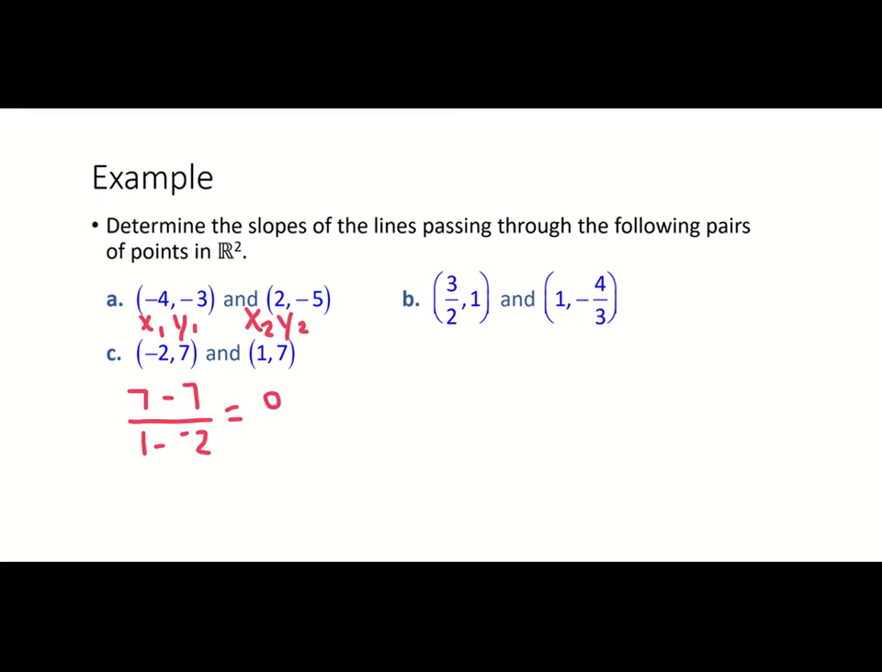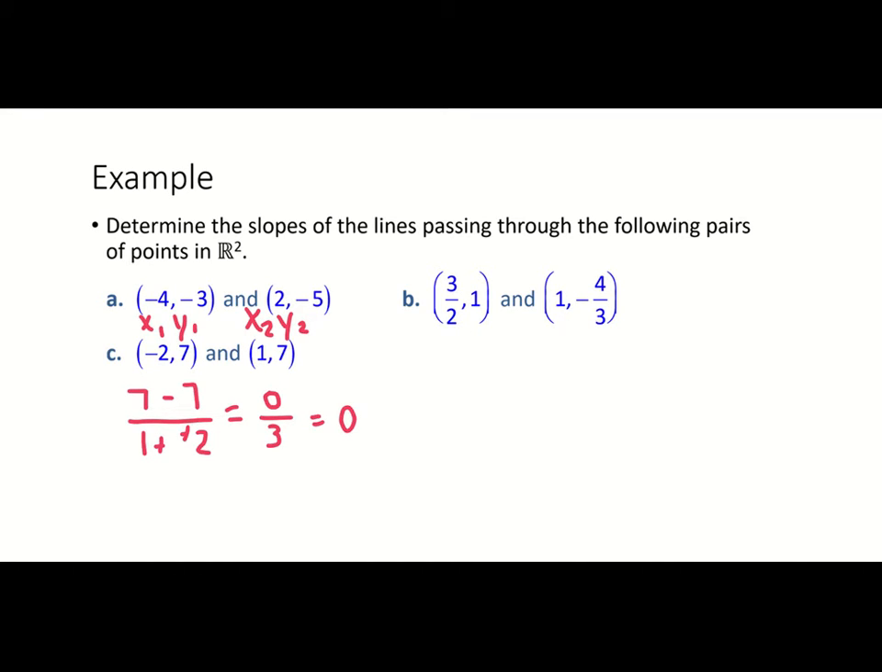7 minus 7 will give me 0, and then 1 minus negative 2 will give me 3, because you do change subtraction to addition and take the opposite of the second number. Now, I get 0 over 3. 0 divided by anything is always 0.